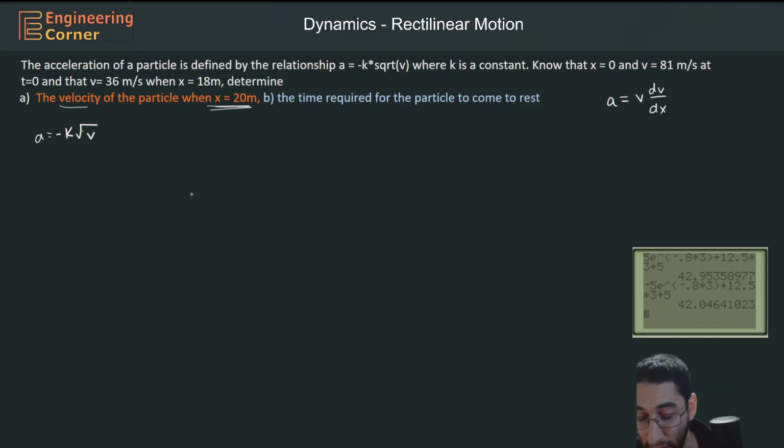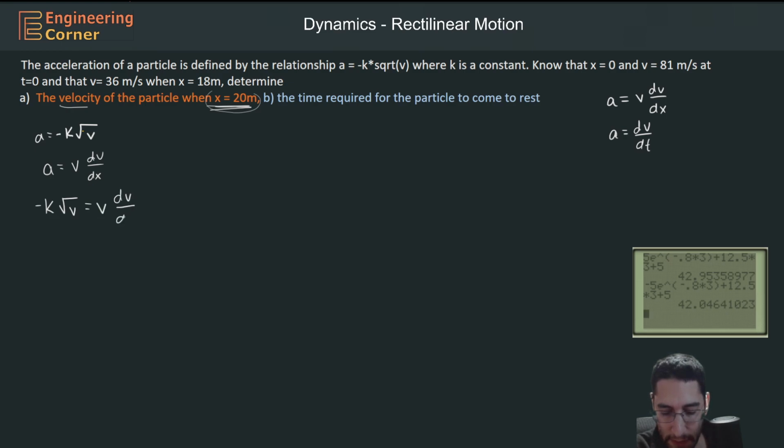We're not asked anything about time, which is why we can't use a = dv/dt for part A. This second piece of information, x is equal to 20 meters, we wouldn't be able to put it in that equation. Okay, so a is equal to v dv/dx. My acceleration, minus k times the square root of v, is equal to v dv/dx.